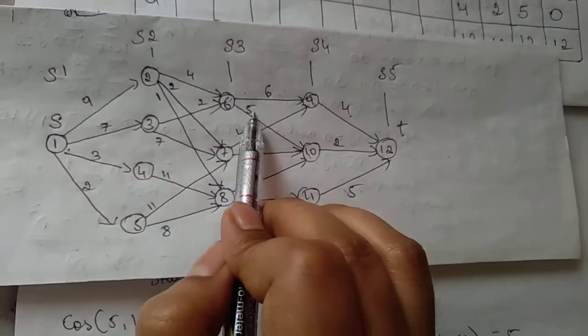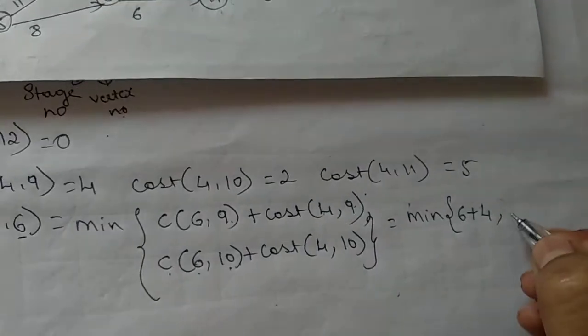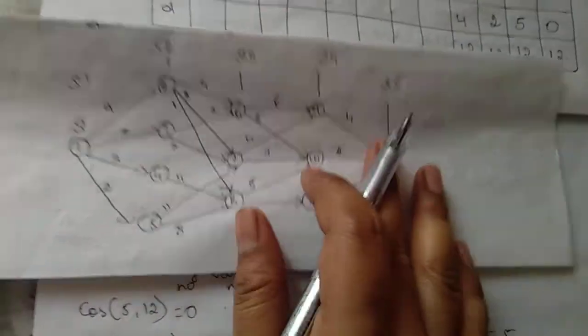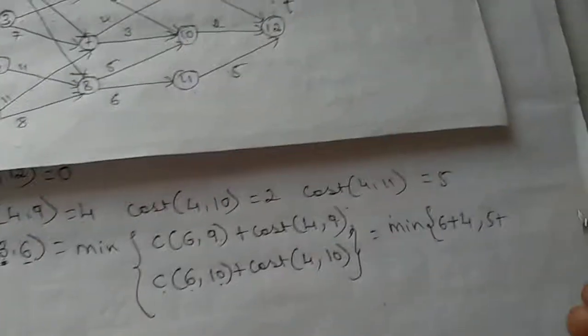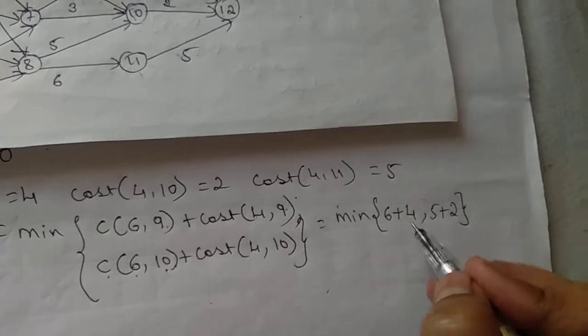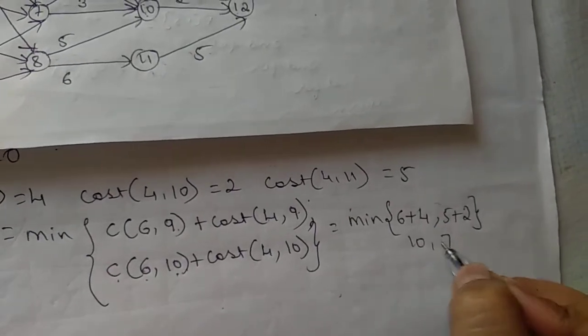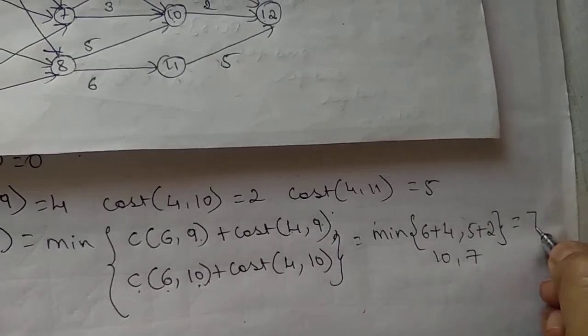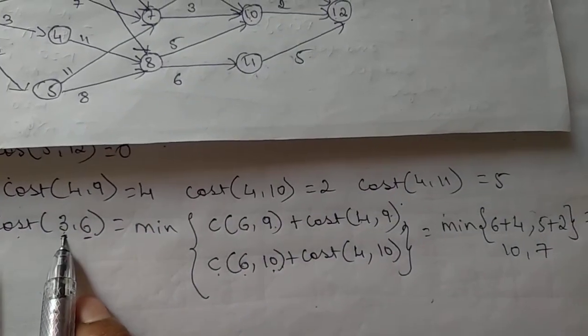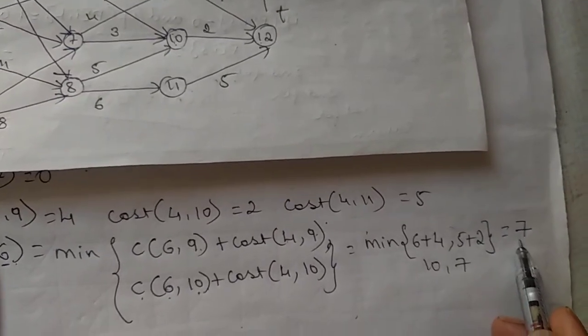From 6 to 10, what is the cost? It is 5. From 10 to 12, what is the cost? Here you take it, from 10 to 12 the cost is 2. This is 10. This is 7. Which is minimum? 7 is minimum. So the cost from third stage, sixth vertex is 7.